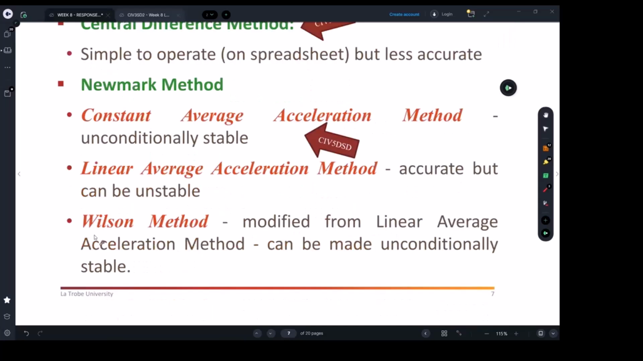The Wilson method is another modified one, which was presented by Newmark, and it has some other features that can take into account more complicated situations in relation to the time history.